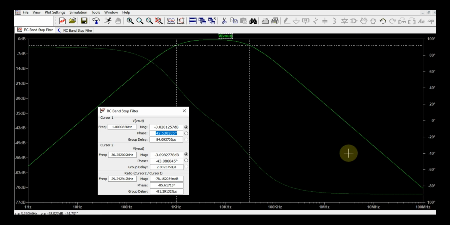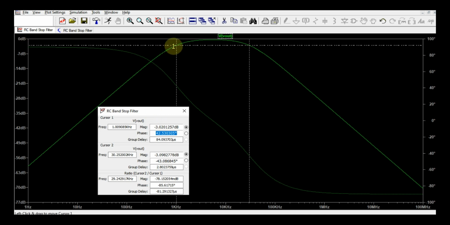This is also a stop band, and your output also starts decaying at minus 20 dB per decade. So on this side your output starts decaying at minus 20 dB per decade, and on this side your output starts decaying at plus 20 dB per decade. And these are the two minus 3 dB points.